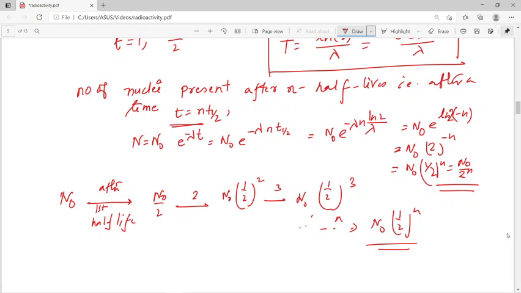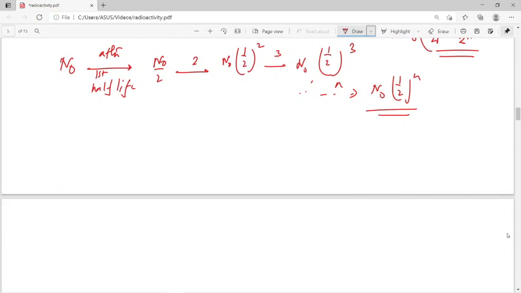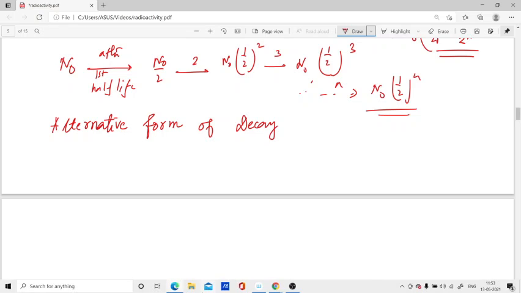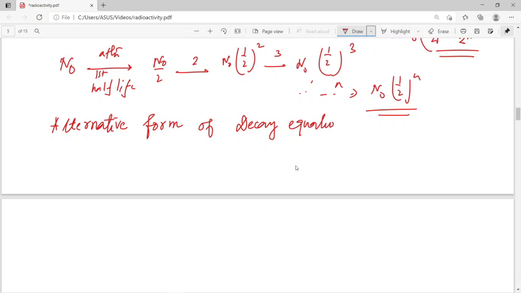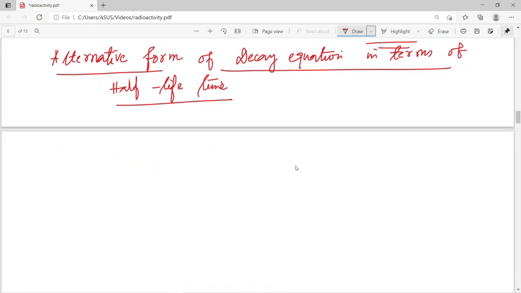Another important thing is the alternative form of the decay equation in terms of half life time. That is one of the important forms that would be useful when we are solving different types of problems.